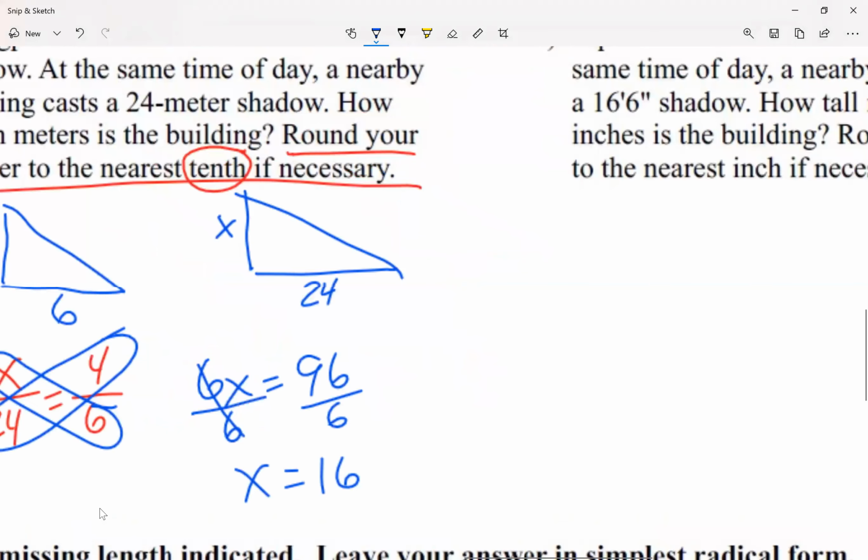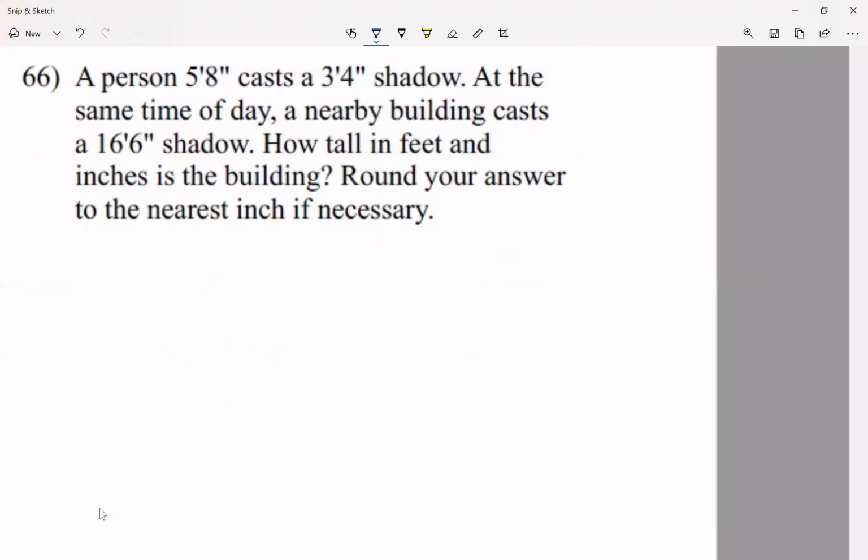Now, the one that was giving you a little bit of a hard time here: a person 5 feet 8 inches cast a 3 feet 4 inches shadow. At the same time of day, a nearby building cast a 16 feet 6 inches shadow. How tall in feet and inches is the building? Round your answer to the nearest inch.